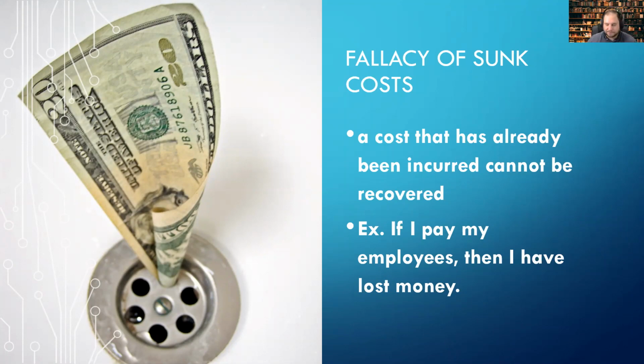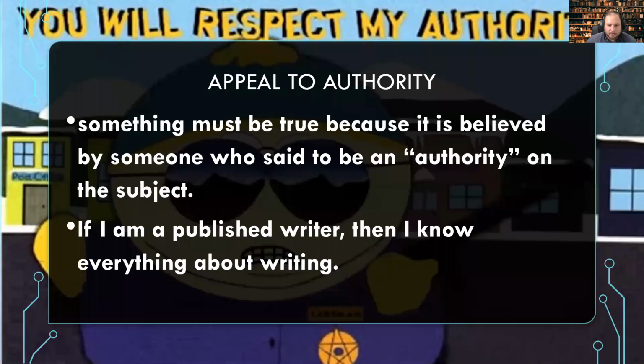An appeal to authority is one, again, that we see constantly that we need to question. It's the thing that I always tell you, right? If you believe something must be true because it's believed by someone who's said to be an authority on the subject. So I am a published writer. I know everything about writing. Is that the case? No, I'm still learning. We're all still learning. Hemingway was still learning up until he was winning a Nobel, still talking about how he was still learning about things to write.